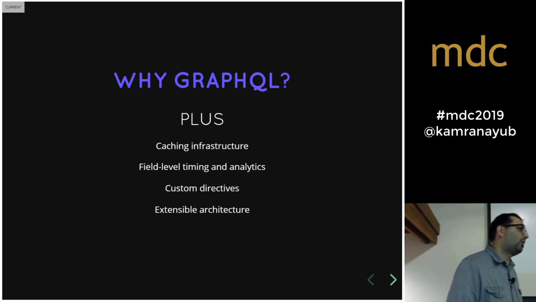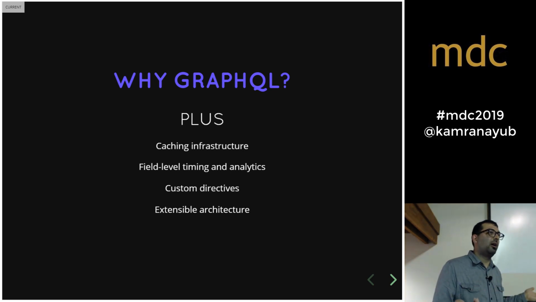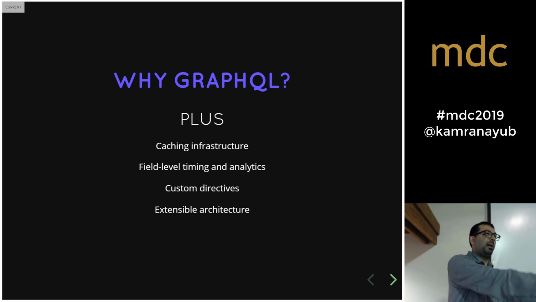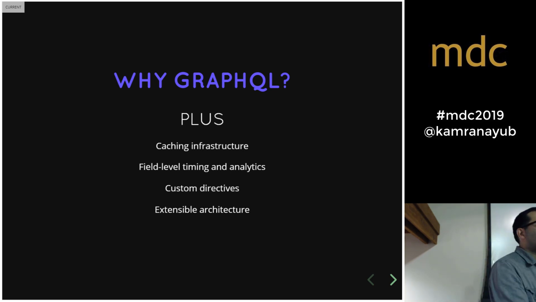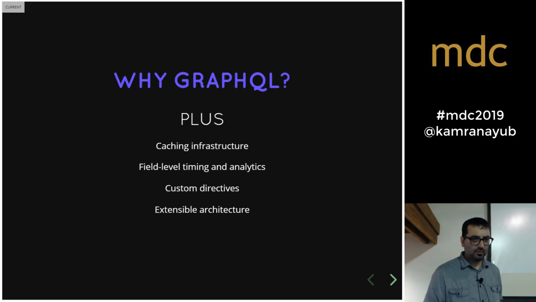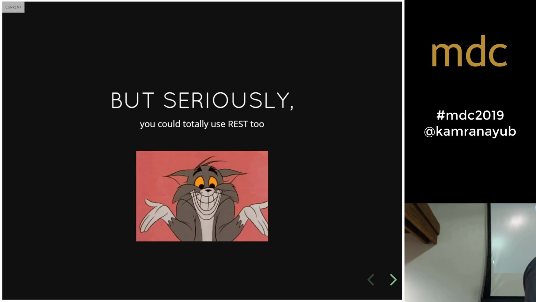You can implement custom directives, so we use it for things like authentication. If you want to permission different parts of your query, you can do that with directives. It also provides an extensible architecture, so you can write your own middleware. So think about just the request pipeline. It allows you to add steps in between that pipeline where you can do logging or error reporting or things like that. But if you want to use REST, go ahead.